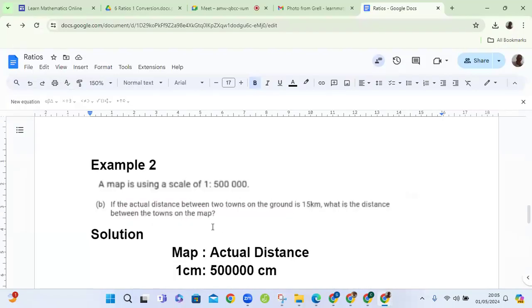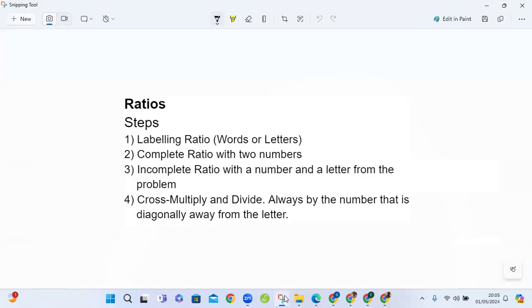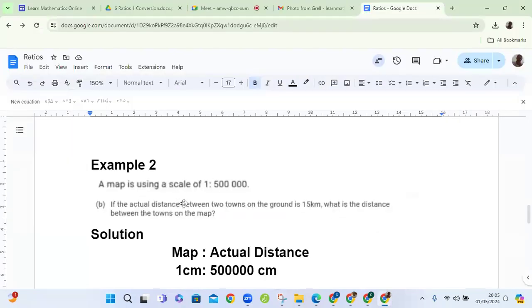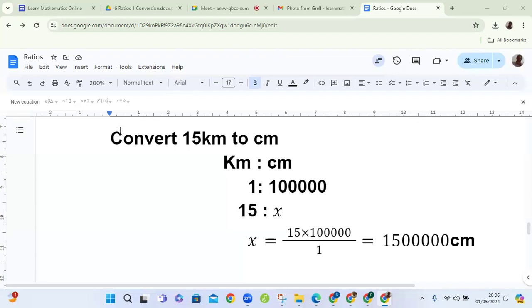Now the complete ratio is the 1 to 500,000. Now this is in centimeters. The third ratio is a number and a letter, and that must come from the problem. When we look at the problem, it is asking us for the distance on the map. So our letter will come under map, and the number they give us is 15, but it's 15 kilometers, and our complete ratio is in centimeters. So we have another task, to convert 15 kilometers to centimeters. That's like another ratio problem. We're going to use ratios to convert 15 kilometers to centimeters.